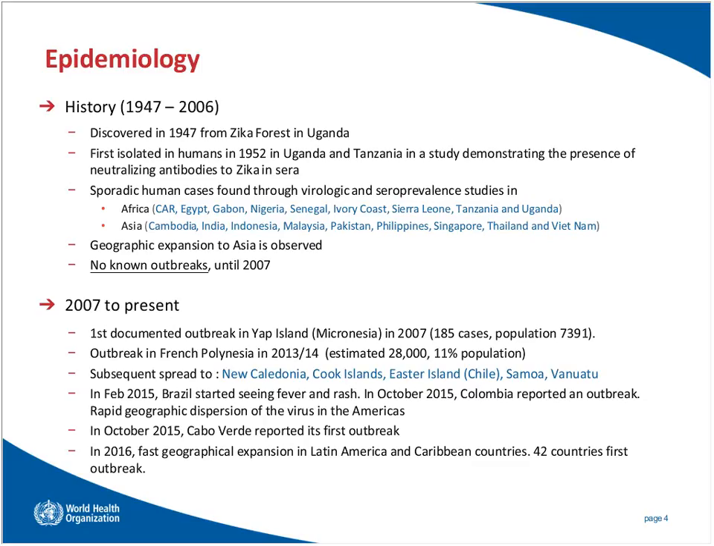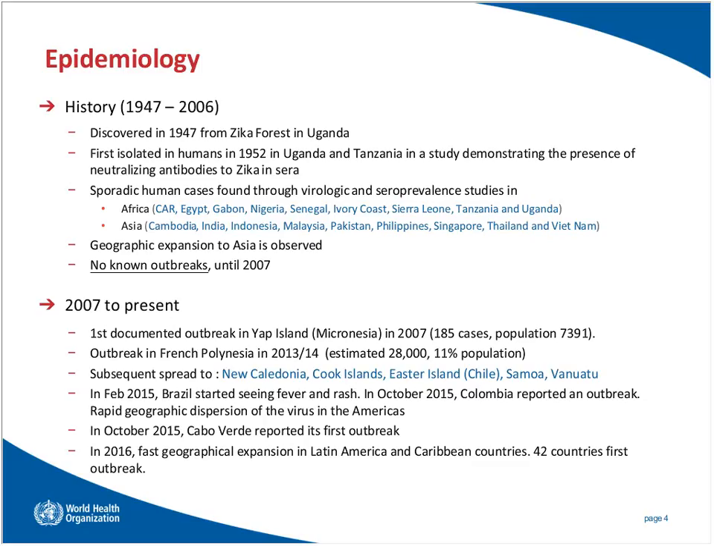So this is where I want to start, bringing you from 2007 to the present. The first time we see an outbreak of Zika was in Yap Island, which is part of Micronesia: 185 cases out of a total population of 7,300. This was in an urban setting. It caught our attention at WHO at the time because it was unknown that Zika could cause an outbreak, although relatively small in size.